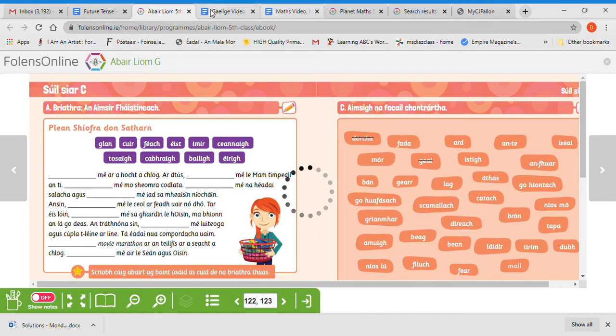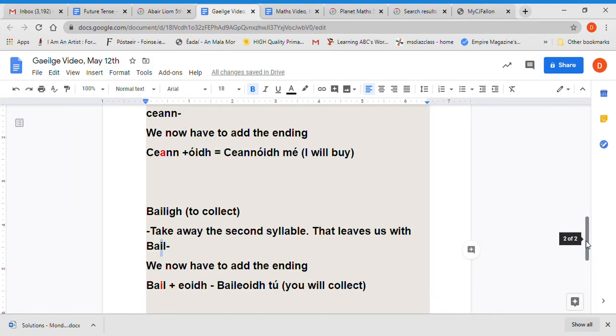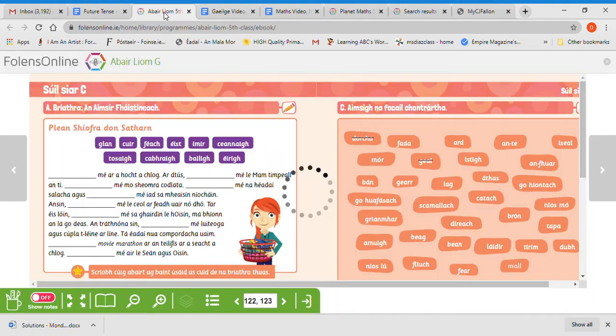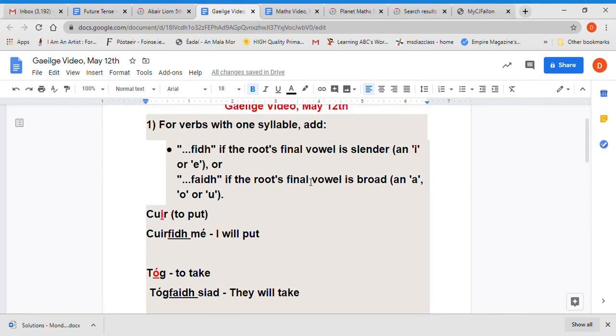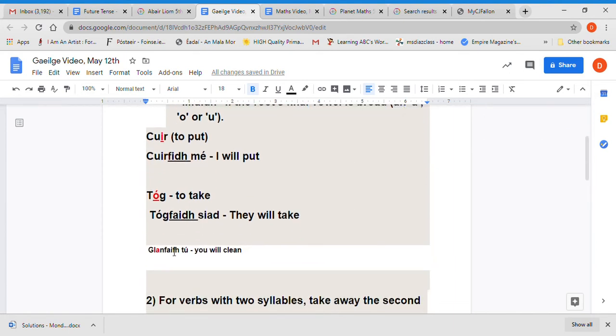So I think I have that done here up at the top. I think the first, yeah, as you can see here, the first verb is glan. All right, let's convert that into future tense. Well, it's one syllable, isn't it? Glan. And let's look at the last vowel. That's A. So one syllable, last vowel is A. All right. That means the ending is going to be F-A-I-D-H. So in the future tense, we have glanfaidh. As it says here, glanfaidh tú, you will clean.